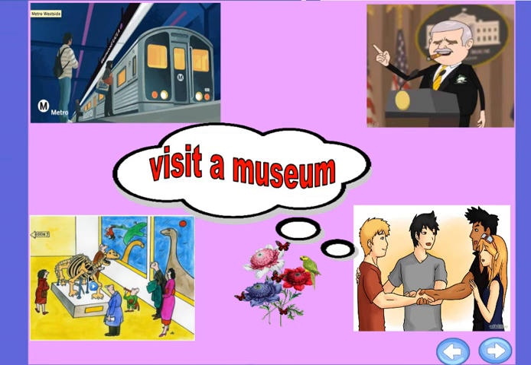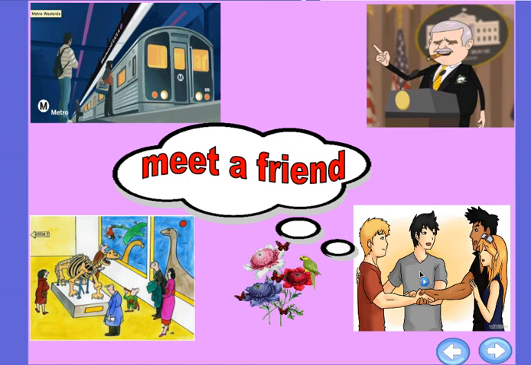Visit a museum. To see old things and statues, you go to the museum. Visit a museum to see statues, paintings, drawings, and sculptures. Visit a museum like the Egyptian Museum in Tahrir Square.